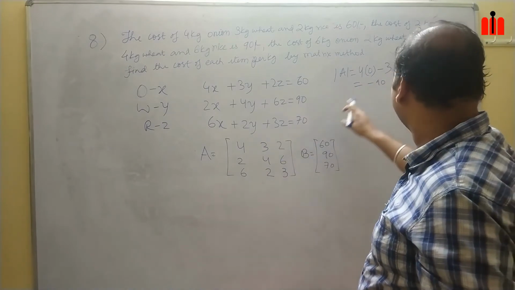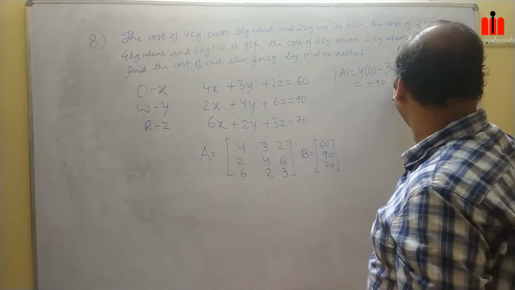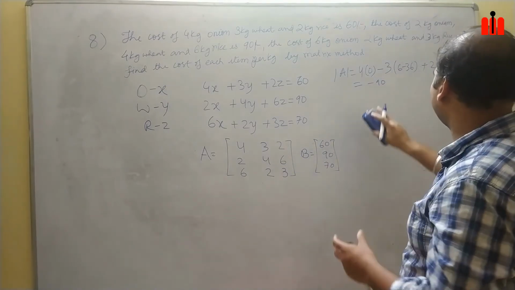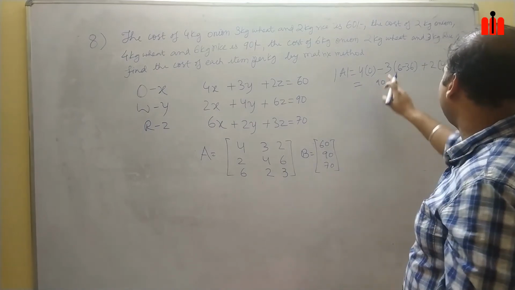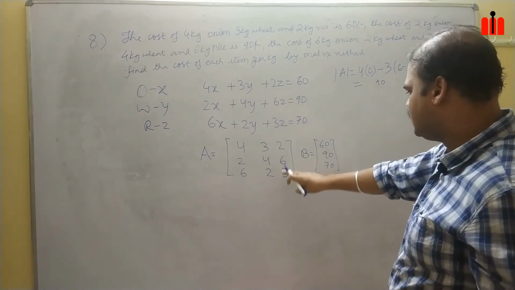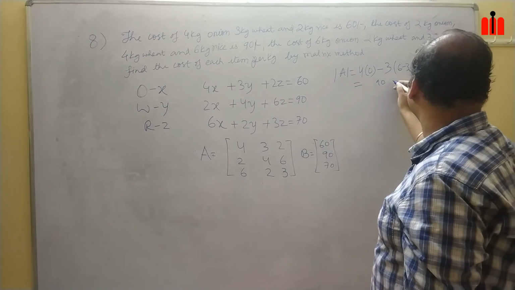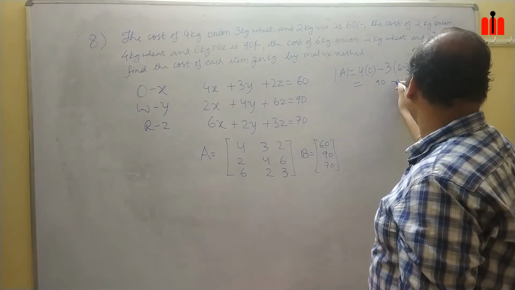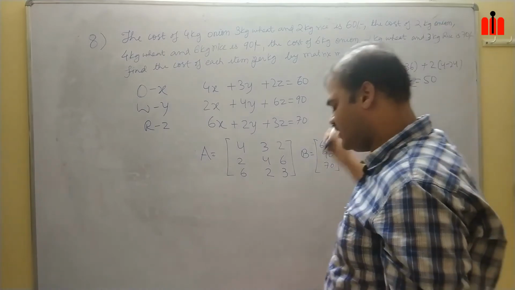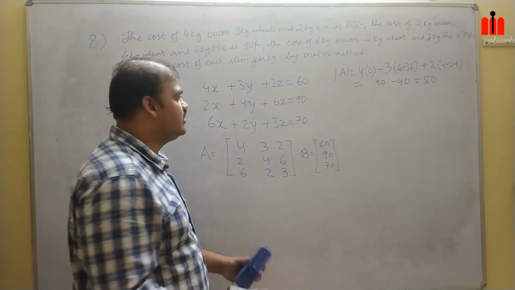4 into 0. Okay, after that, 3 into 6 minus 36, and it is minus 3, correct. So it will become plus 90. Minus 3 times minus 30, so it will become plus 90. After that 2, and it will be 4 minus 24, so it is minus 40. Okay, 90 minus 40, so this will be equal to 50.